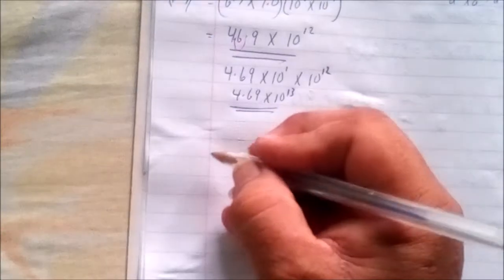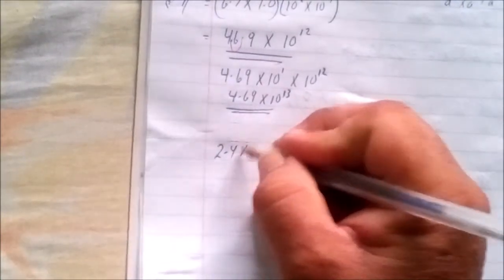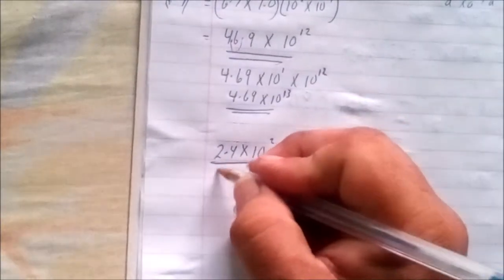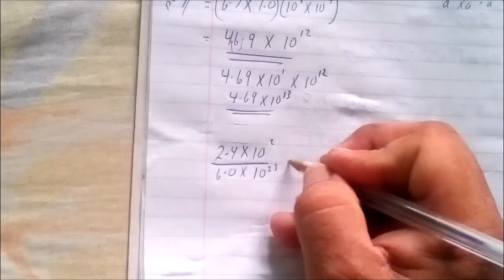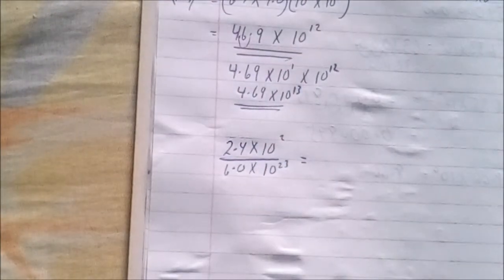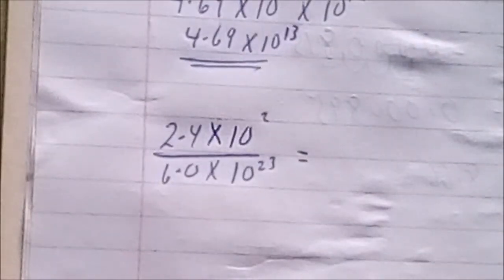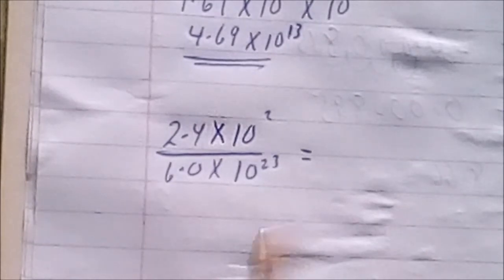Consider the next example. Let me put the next example. I put 2.4 times 10 to the second power over 6.0 times 10 to the 23rd power. What is that? Let me zoom into that problem there, so it's much closer. Okay, so now how do we work this out? This is actually division because the line between means the division. Well, then don't worry about it.